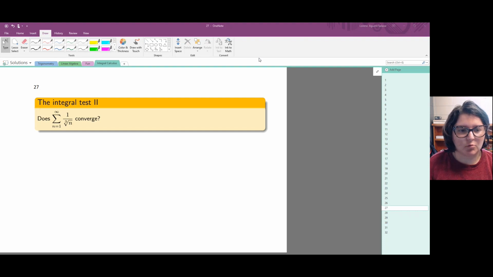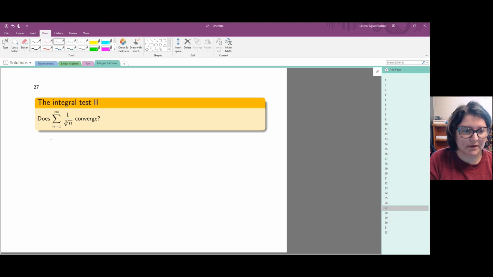We have the summation from 1 to infinity of 1 over the cubic root of n, and we want to find out if this series converges or not. So notice that the first thing we see is that the nth term is 1 over the cubic root of n.